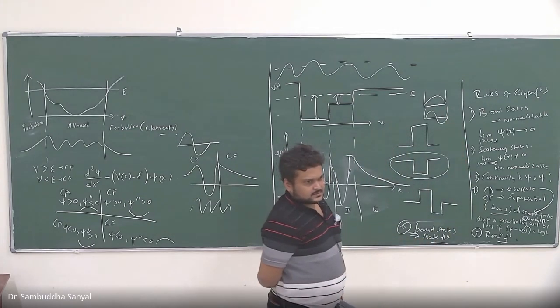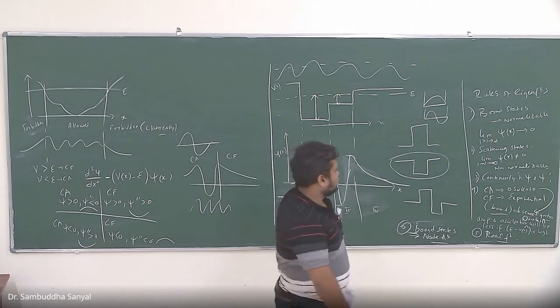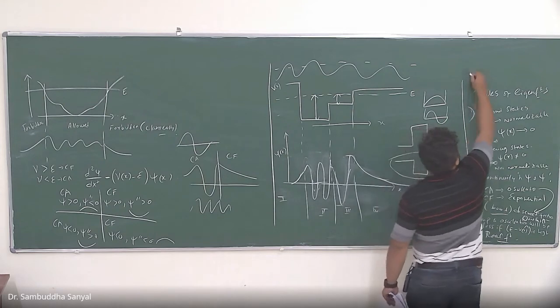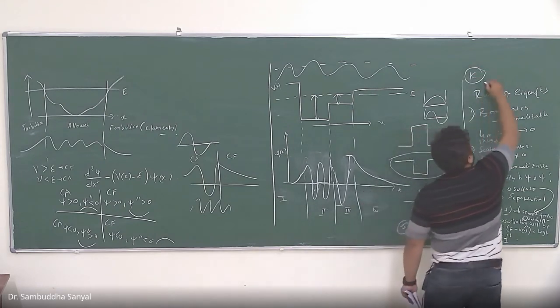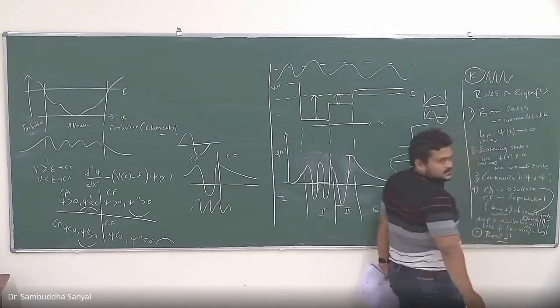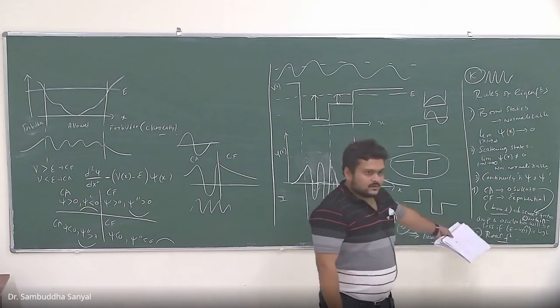Then there are lesser number of waves. See, what is this quantity E minus V of x? It is this kappa basically, right? So kappa mode means what? It has mode of this. That's what I wrote.